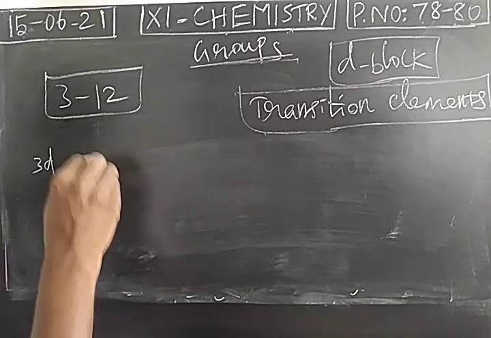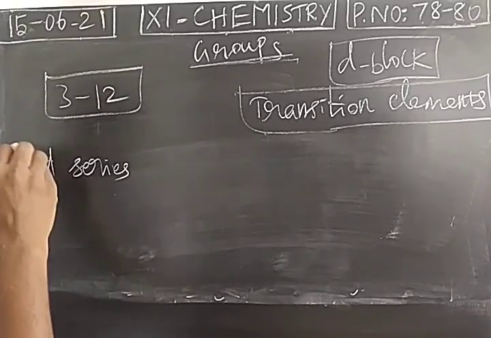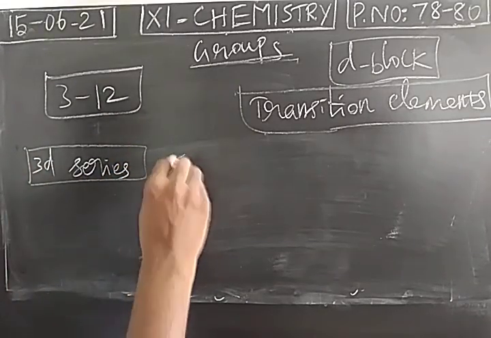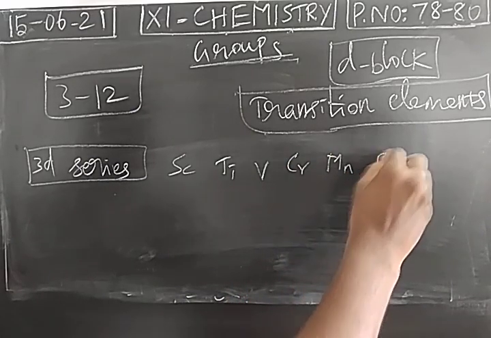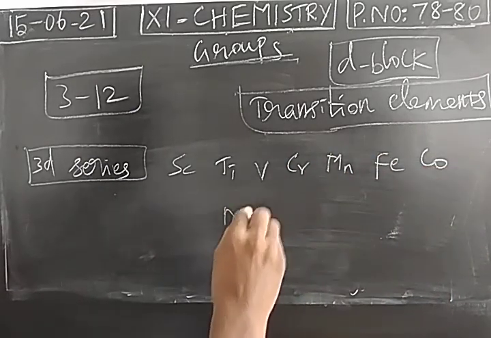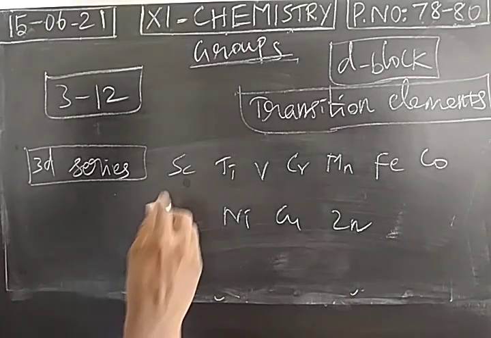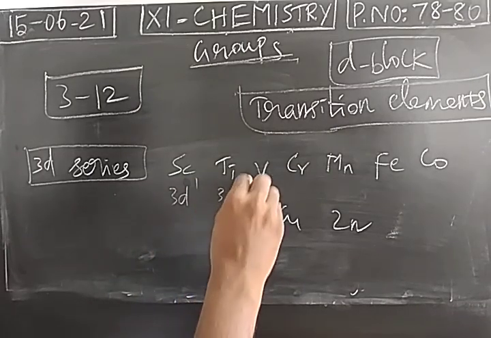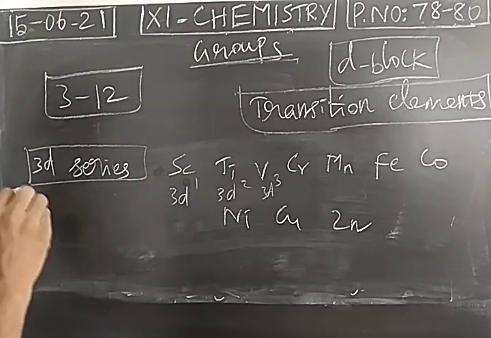In the 3D series, you take the fourth period; totally 7 periods are there. The fourth period is called the 3D series. It has scandium, titanium, vanadium, chromium, manganese, iron, cobalt, nickel, copper, zinc. The outermost orbital is the 3D orbital, so the outermost configuration is 3D1, 3D2, 3D3, like that. So this is present in the fourth period.